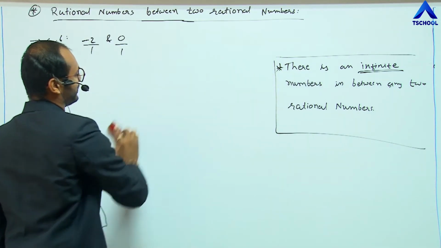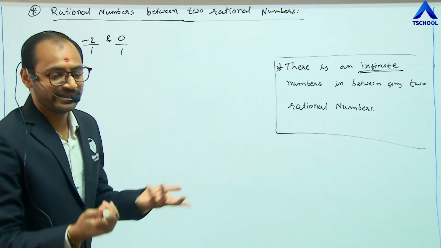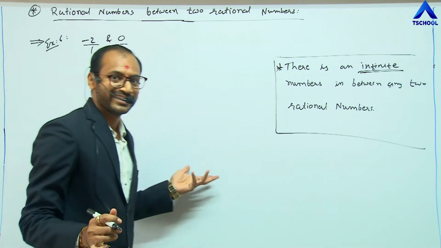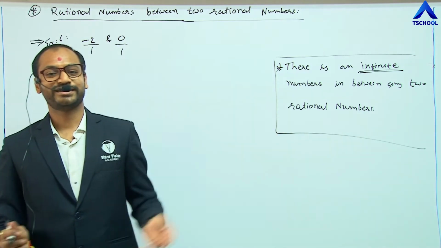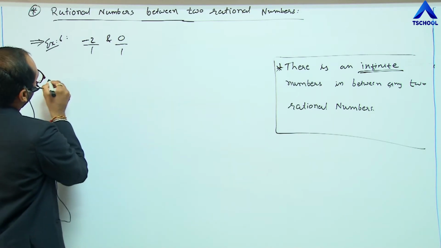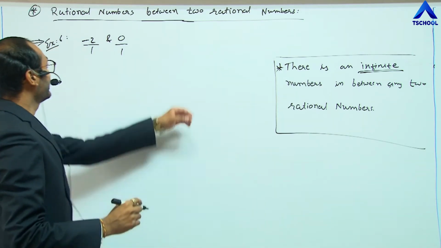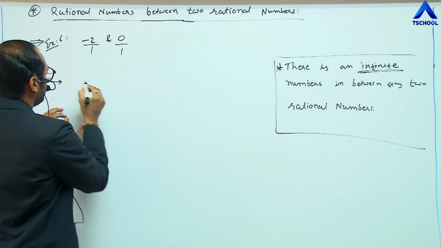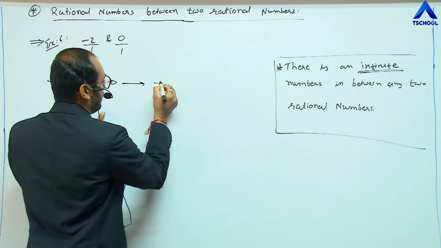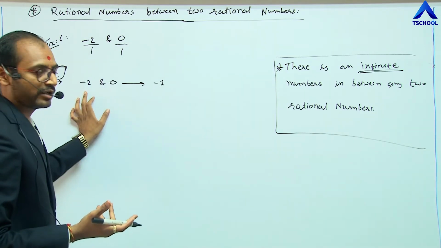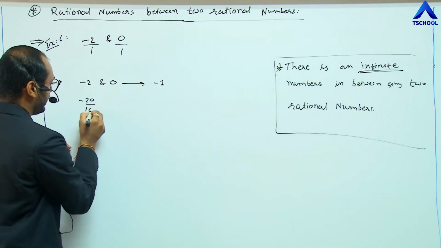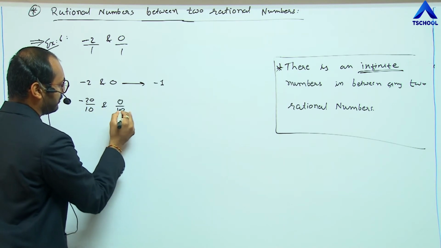So how can we count this? Using the same method, count the numbers. The answer is written on the board: that is infinite. First of all, let me prove this. So between -2 and 0, how many rational numbers are there? I can write -1, which is also a rational number, -1 upon 1. The second one is -20 by 10 and 0 by 10.